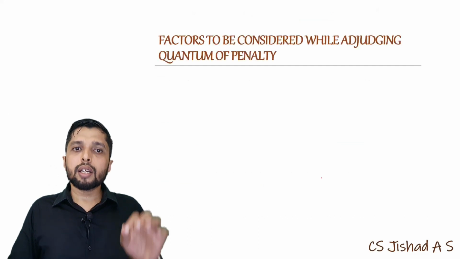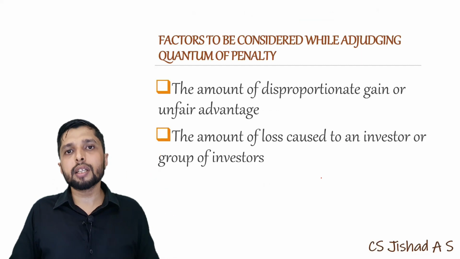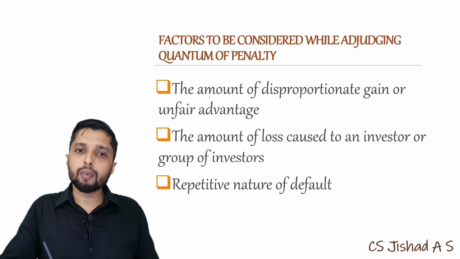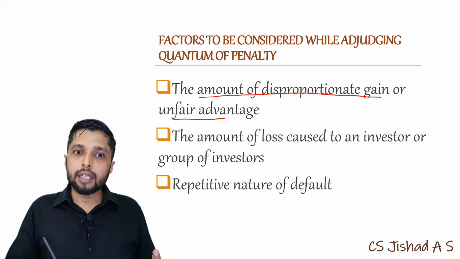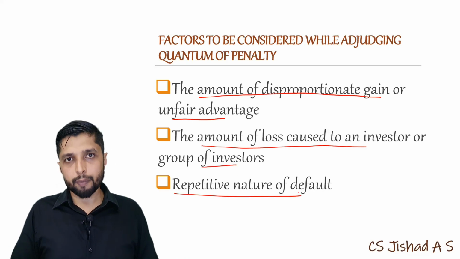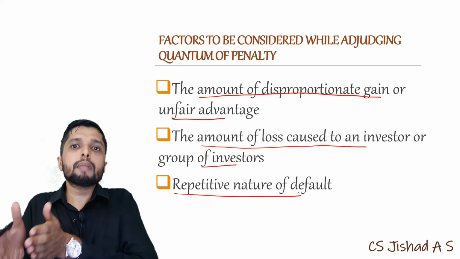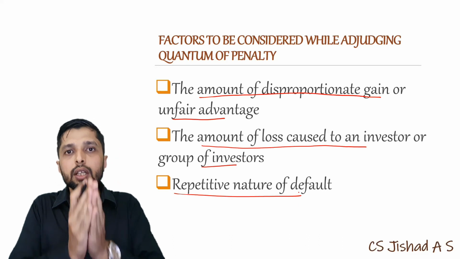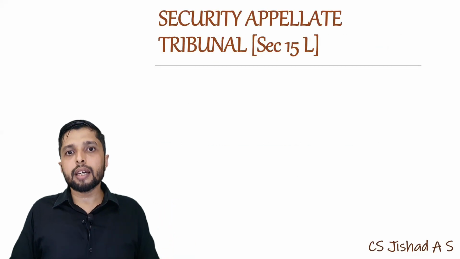Okay, then while adjudging the penalty, SEBI or the adjudicating officer will be considering three aspects. Number one, the amount of disproportionate gain or unfair advantage enjoyed by the person. Then the amount of loss caused to an investor or group of investors, and the repetitive nature of default. These factors will be considered because the penalty has a minimum and a maximum. So while considering the quantum of penalty, they will give more focus to these three factors.